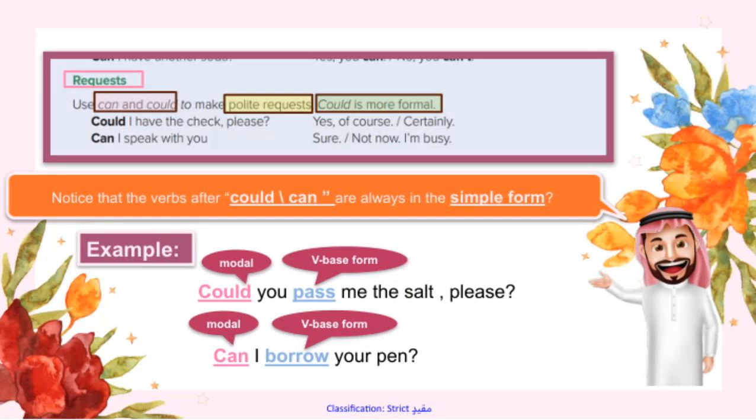Let's take a closer look at the V-base form with modal verbs. When we want to make a request or ask for permission, we often use can or could followed by the base form of the verb. For example, you might say, can I borrow your pen? Or, could you pass me the salt, please?